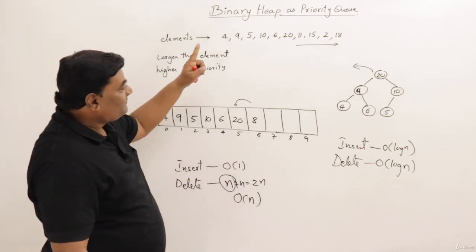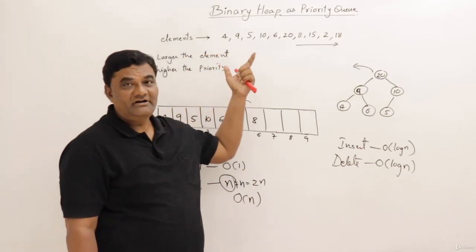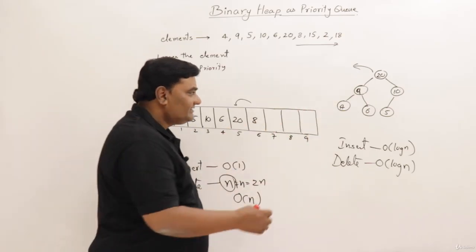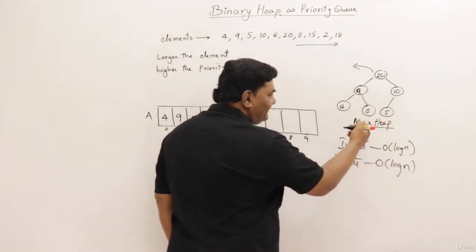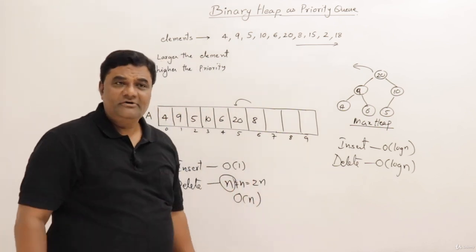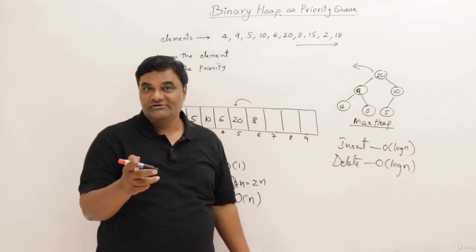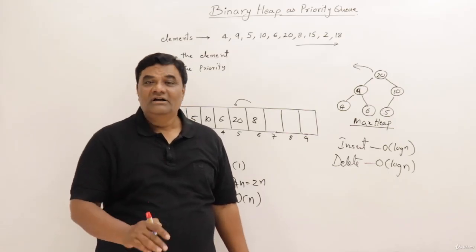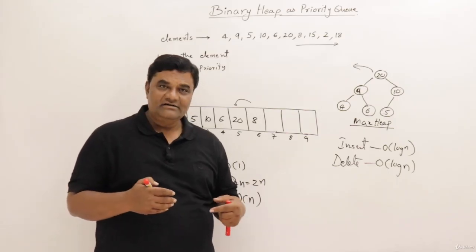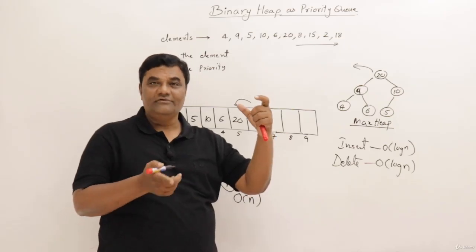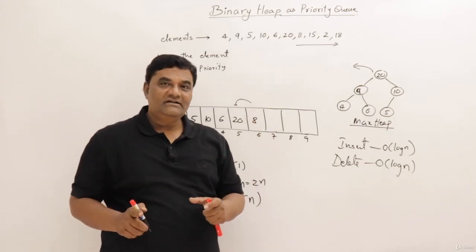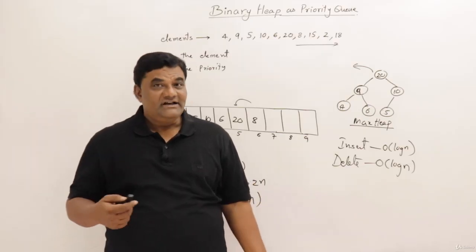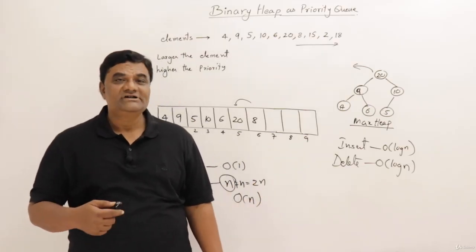Now one more last thing. If I say smaller element has higher priority, then use a min heap. I am using a max heap. This is a max heap. If smaller element has higher priority, use a min heap. That's why we have two types of heap, min heap and max heap. Both are for priority queues. If your priorities are such that larger number means higher priority, go for a max heap. If smaller number means higher priority, go for a min heap. So that's all about priority queue using binary heap.